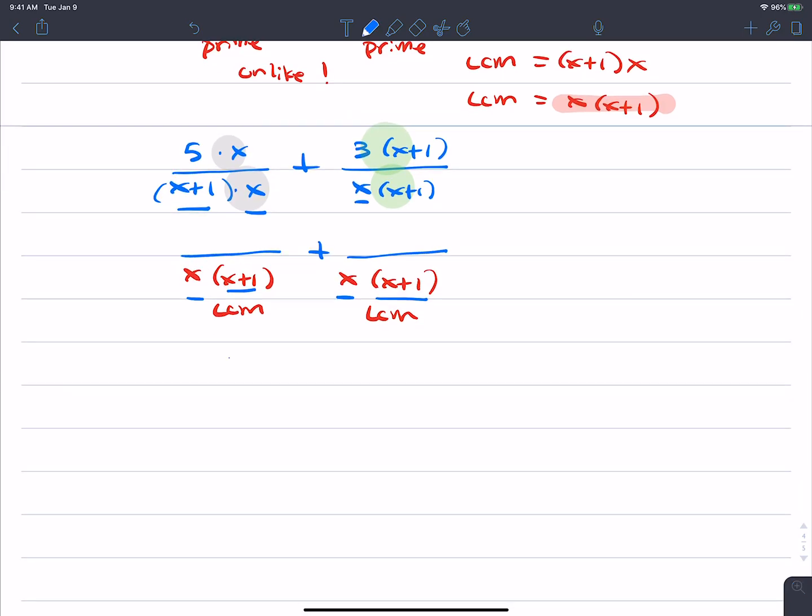So you end up with 5x here, and then 3 times x plus 1. We're going to distribute. We get 3x plus 3, and this is over x times x plus 1. These fractions are now like.